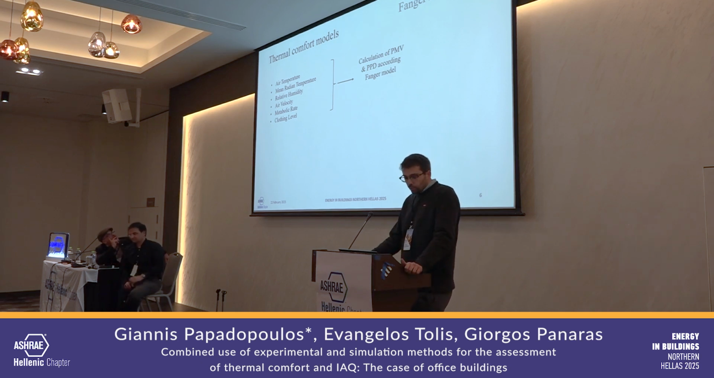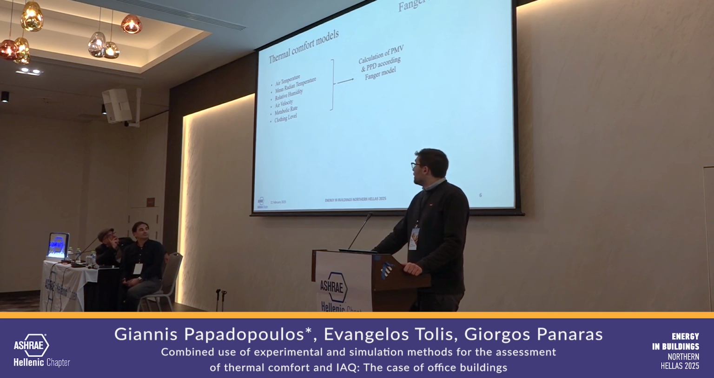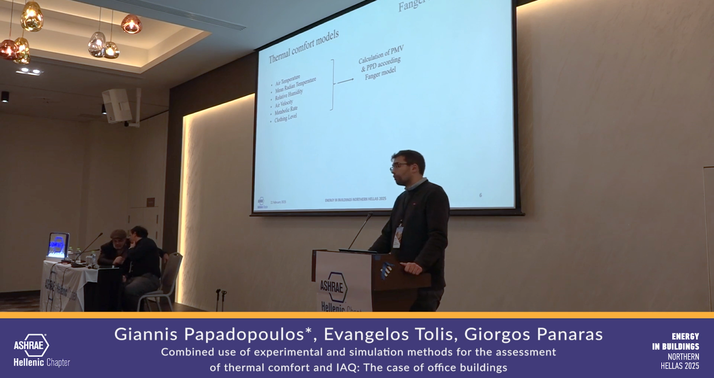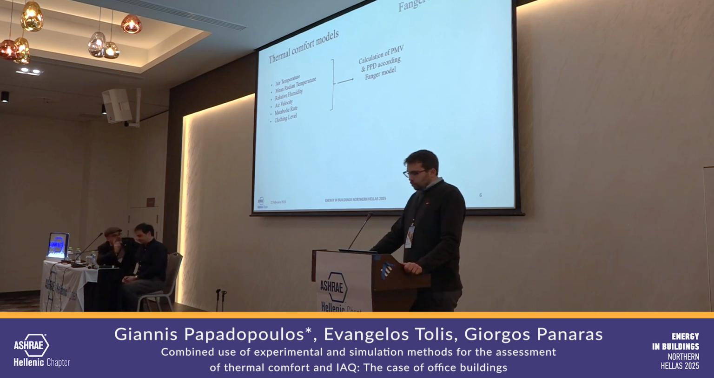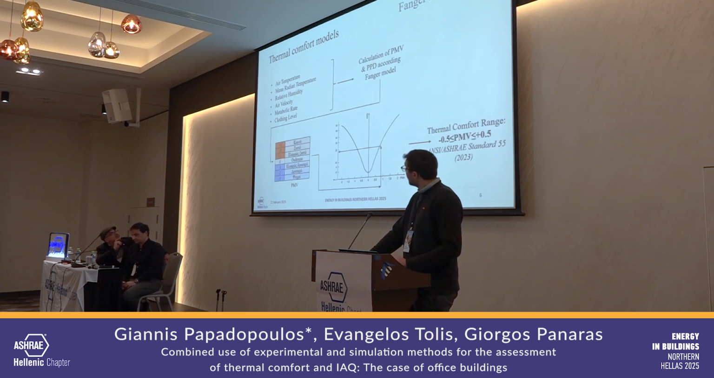So we measure air temperature, mean radiant temperature, relative humidity, air velocity inside the buildings, metabolic rate, and clothing level of the occupants, and we calculate two main indices, PMV and PPD. The PMV index takes numbers from -3 to +3 and shows how the thermal environment is inside the building.